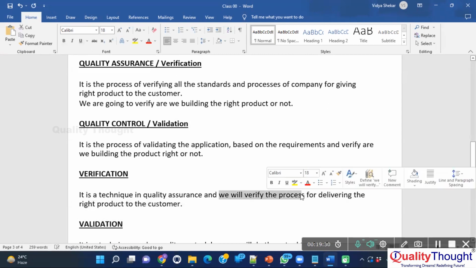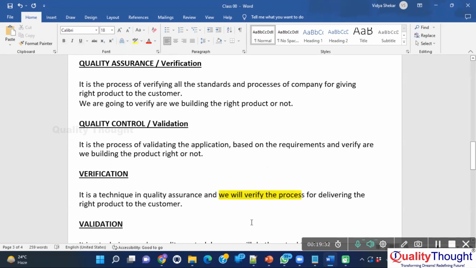The focus is on process. We'll verify the process for delivering the right product to the customer or not. So the focus is on process. Here also, it is the same: verifying the standards and process of the company. The focus is on the approach or the process which you are following in that organization: how the testing is done, what tools you are using, how many test cases you have. That is nothing but quality assurance.